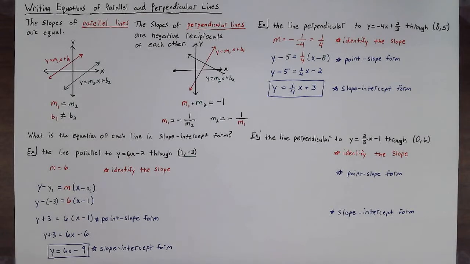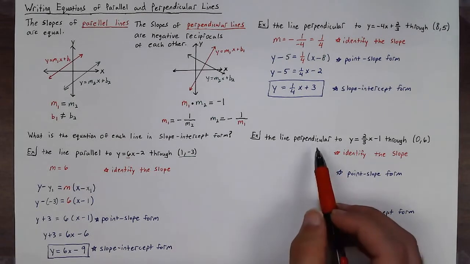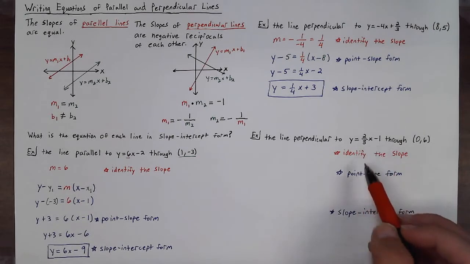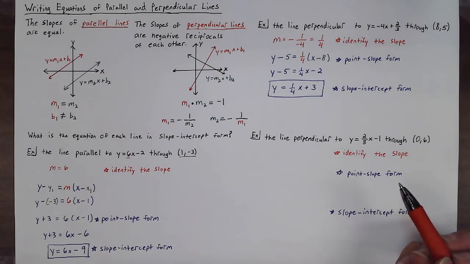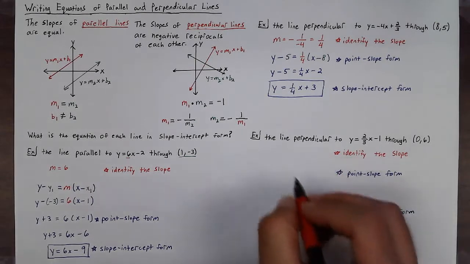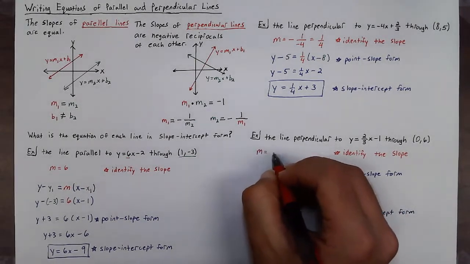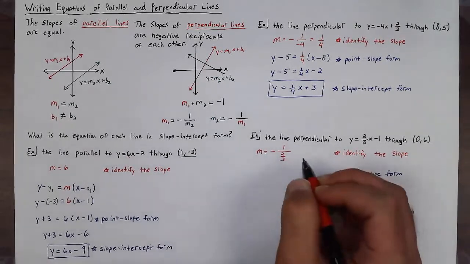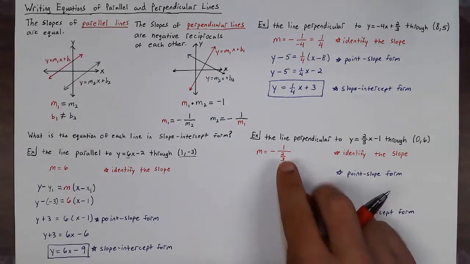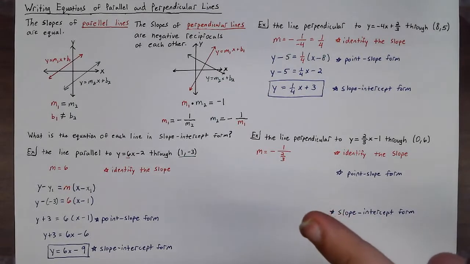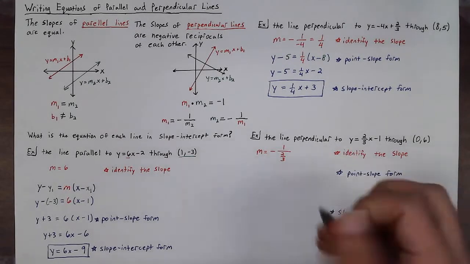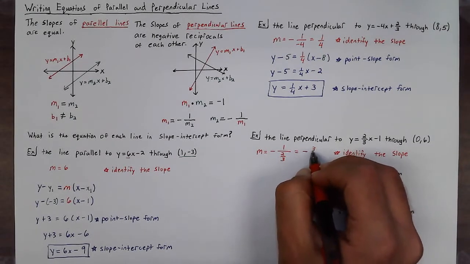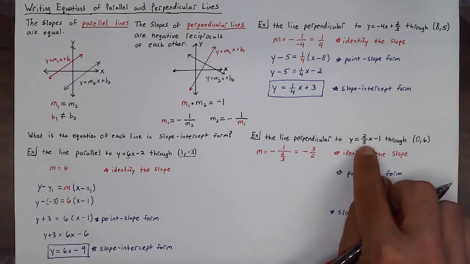Now for the last example, I have a line that's perpendicular to y equals positive 2/3 x minus 1, and it goes through the point (0, 6). Identifying that slope, I will have m is equal to negative 1 over, in this case, 2/3. When you have a fraction in the denominator, finding its reciprocal is just like flipping the fraction upside down. So our negative reciprocal slope would be negative 3/2. It kind of looks like the fraction just flipped.